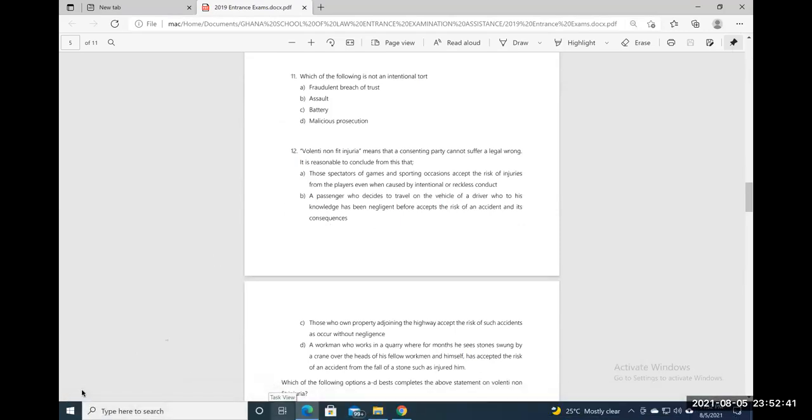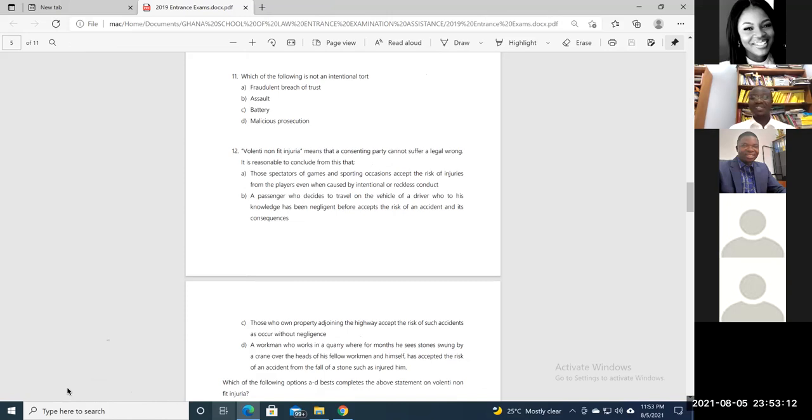That fraudulent breach of trust is a criminal offense, and for that matter, if you use our elimination method, that is what will emerge as not an example of intentional tort. Except that sometimes we see difficulty in how the questions are framed. And that is why last year we said it and we are saying it again.